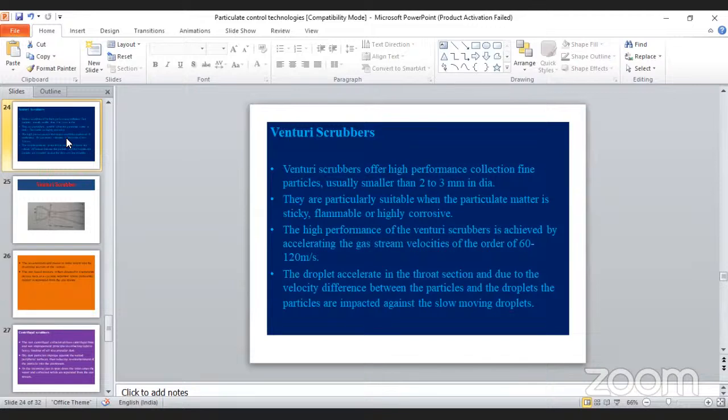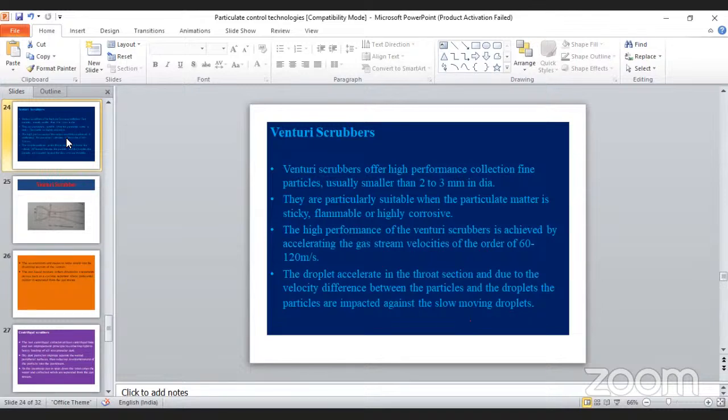Yes, ma'am. Like the same concept. If the horizontal velocity is high and there is a sudden change from high to low velocity, it makes the particle fall down. That is nothing more than that. This is due to inertia. But in your book, I think they have not used the term inertia. They have given the term impacted against the slow moving droplets. It is not impacted, they should mention inertia. Due to the inertia, the particle can be settled down.